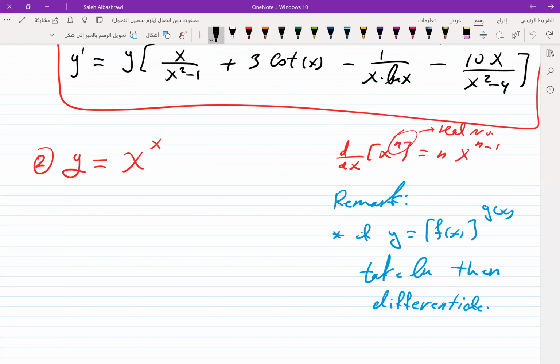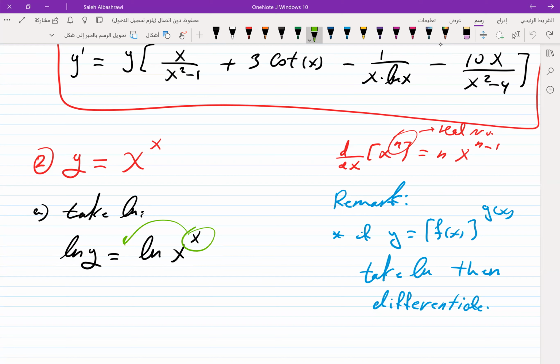So for this function now, I will take ln, just to make it easier to differentiate. I will have ln of y equal to ln of x to the power x. And this is a power, so we can write it down. So I'll have ln of y equal to x multiplied by ln of x. Now differentiate.